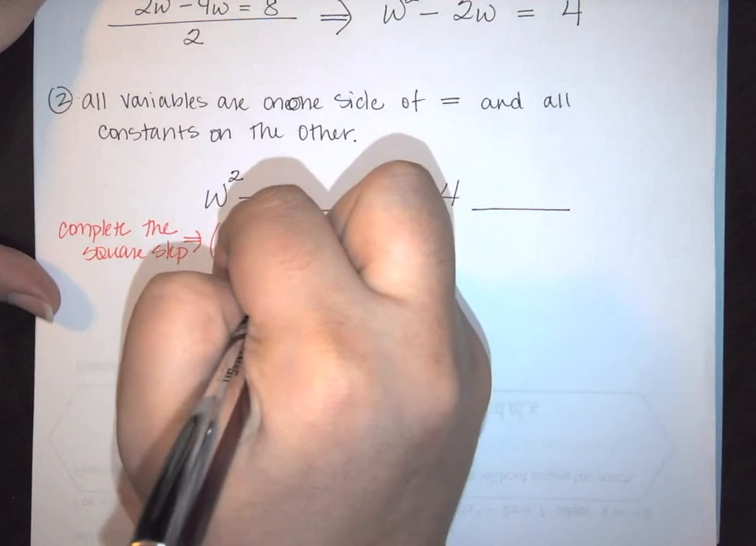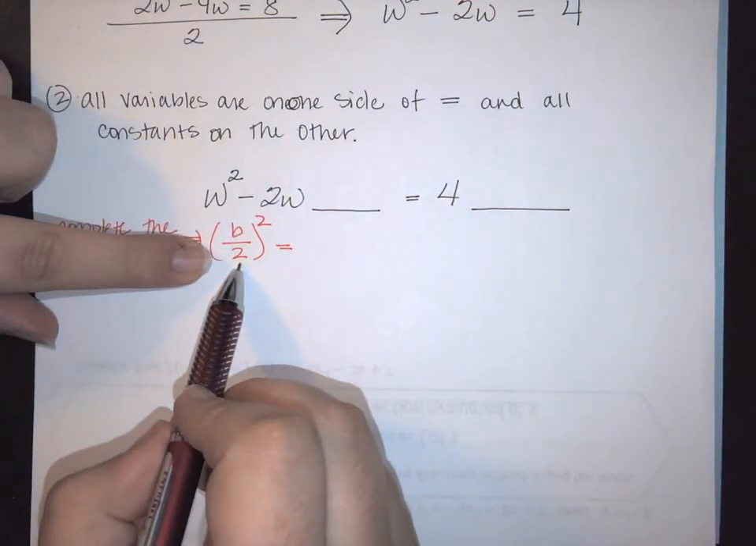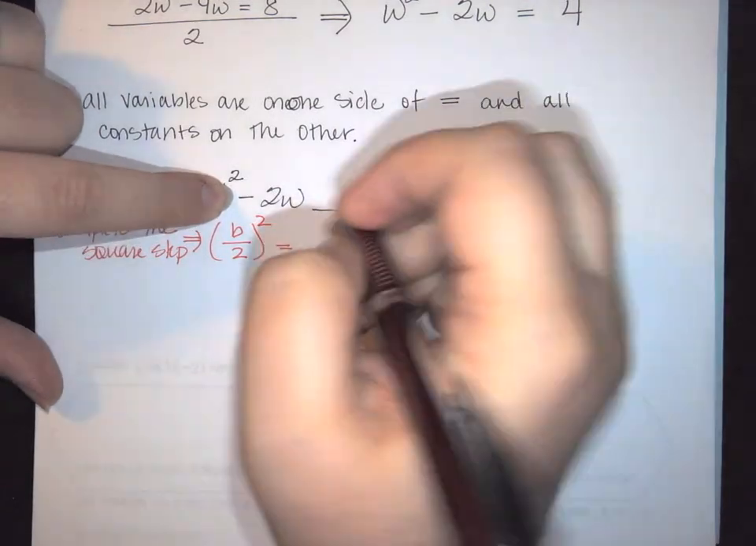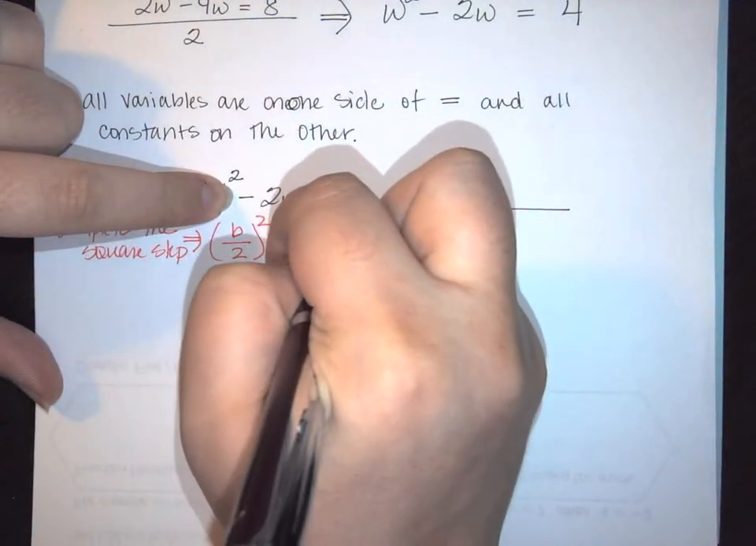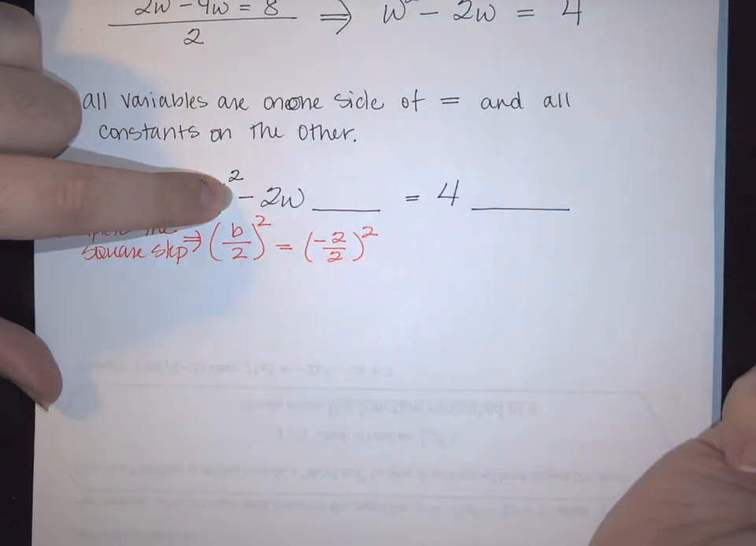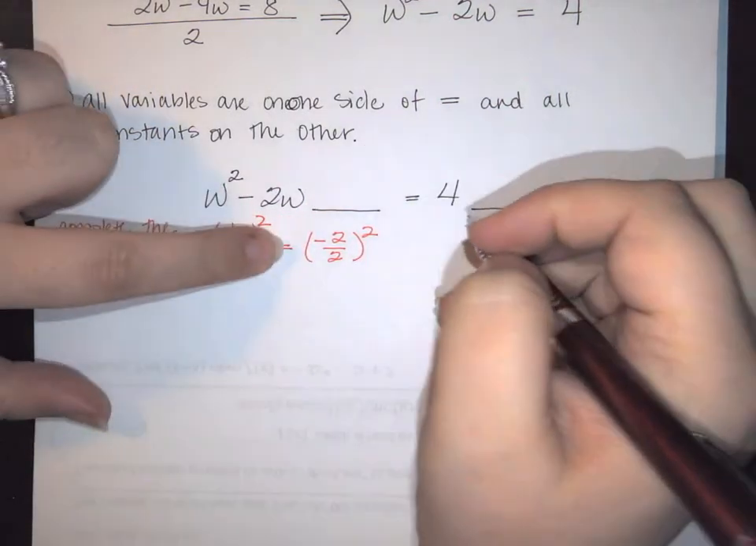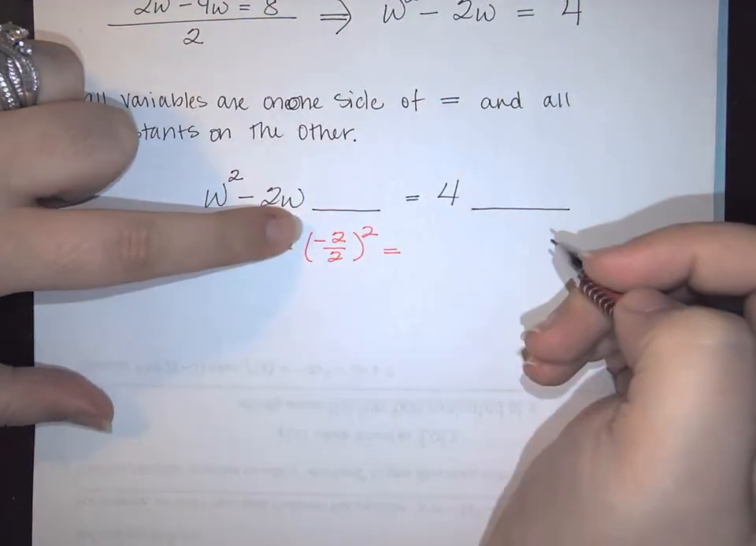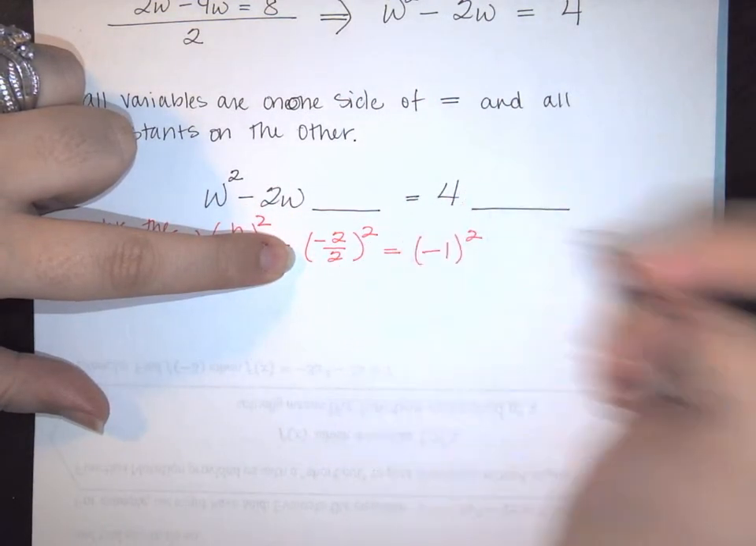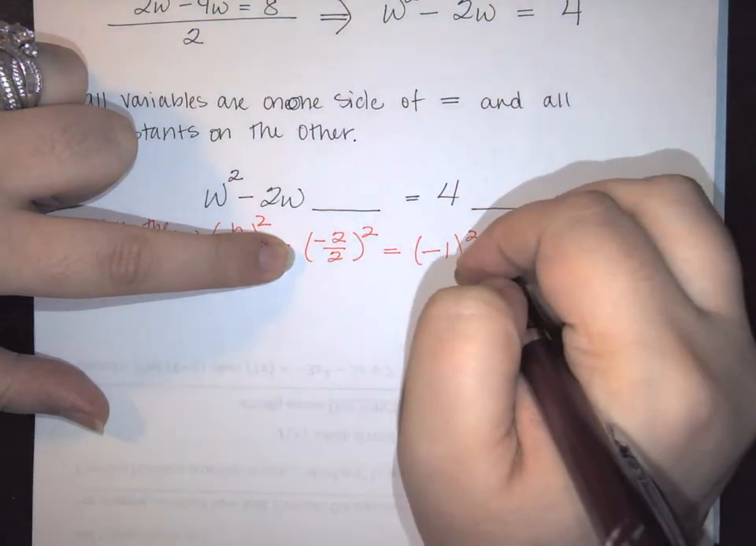So I have to do b divided by 2. Make sure you bring the sign with it. My b term is negative 2. So this is negative 2 divided by 2 and square it. Now don't skip ahead. I need to reduce that fraction. Negative 2 over 2 is going to give me a negative 1 and square it. When I square the negative 1, I get 1.